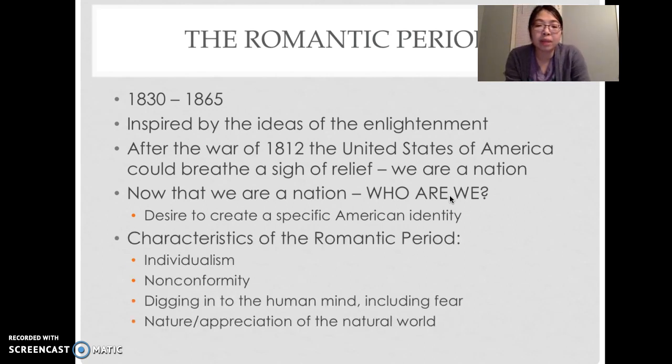The characteristics of the Romantic period were individualism, so the self, and putting a lot of major importance on what the individual thinks, on self-reliance, on not conforming to what everyone else thinks, and to basically dig into the human mind and those emotions that guide us with our intuition. So fear being one of them. Love can be one of those emotions as well. And then, of course, nature and appreciation of the natural world was another major characteristic of the Romantic period.